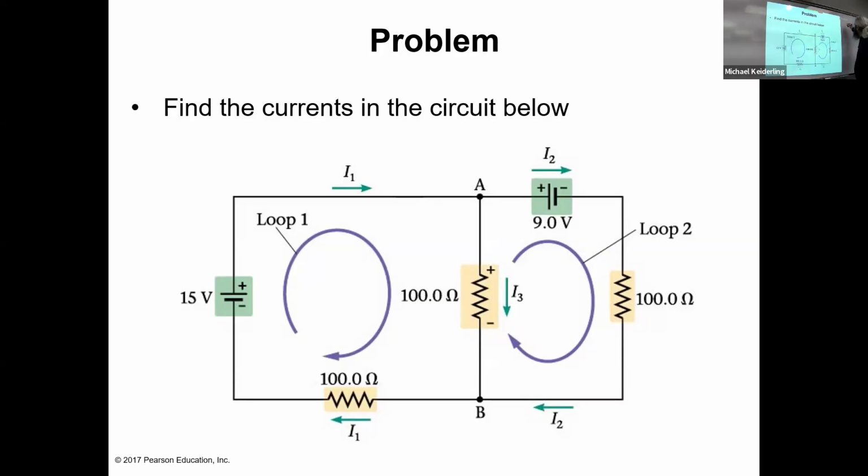So going around loop 1 with 15 volts. Then current 3 is in the same direction as the loop. So we have minus I3 times 100 ohms. And then we have current 1 here, minus I1 times 100 ohms. We can do loop 2 over here.